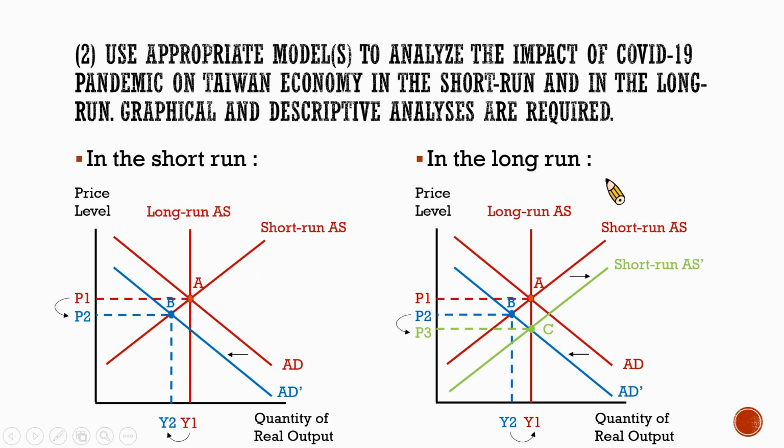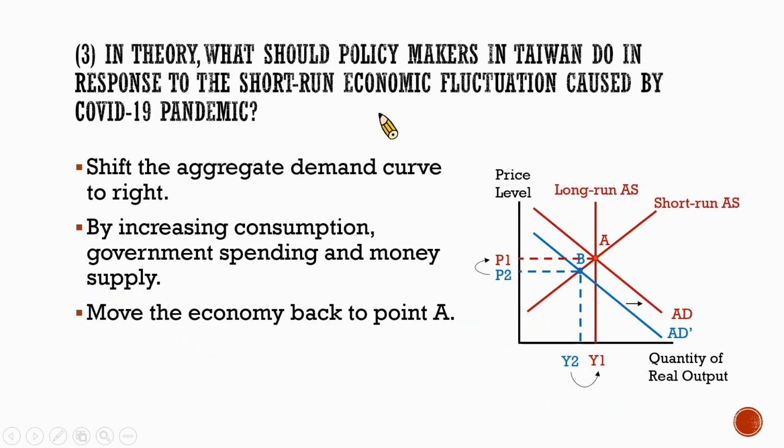However, in the long run, it will remedy itself since actual prices are below prior expectations. Price expectations will be reduced over time and wages and prices will fall to levels commensurate P3. The short-run aggregate supply curve shifts right and achieves point C, which solves the recession but makes price level even lower. What should policymakers do in response to the short-run economic fluctuation caused by COVID-19 pandemic?